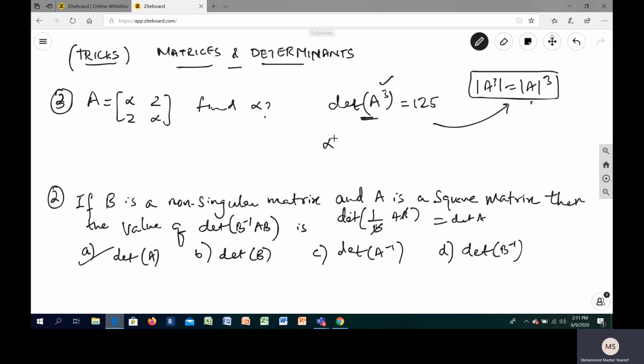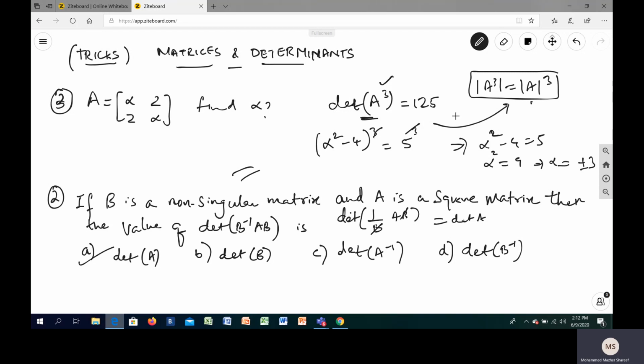Which will give you alpha square minus 4, whole raised to 3, and 125 can be written as 5 raised to 3, so that your powers are equal, and this way you can work it out and get the answer quickly. I hope you can get the answer now. Alpha square equals 9, so basically my alpha is plus or minus 3. Isn't it very simple, students?